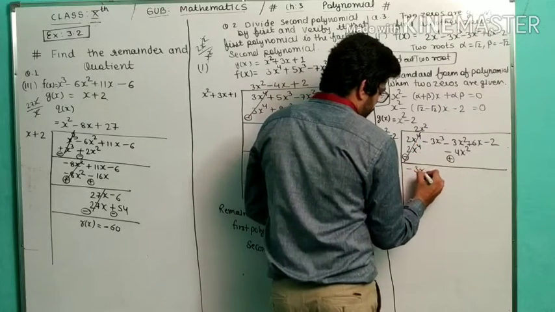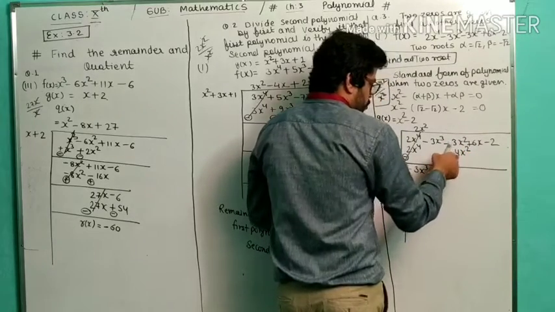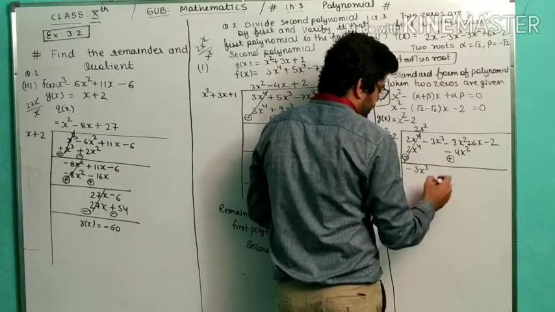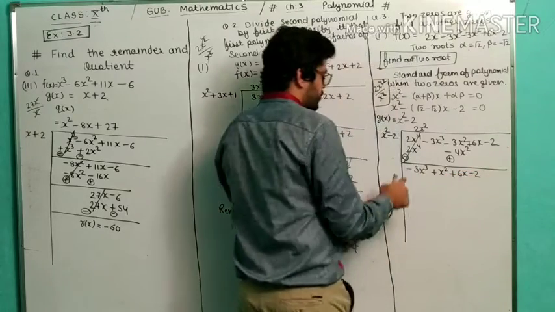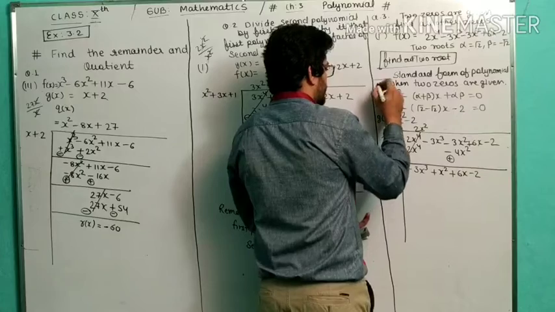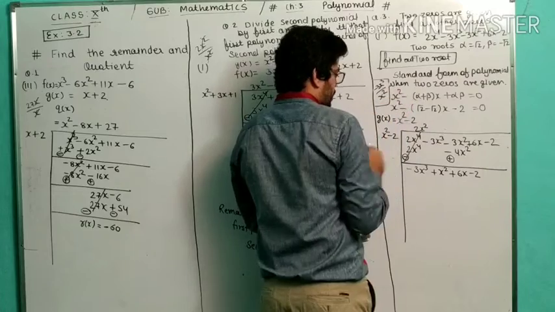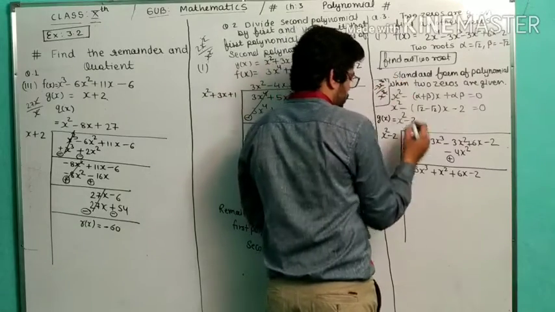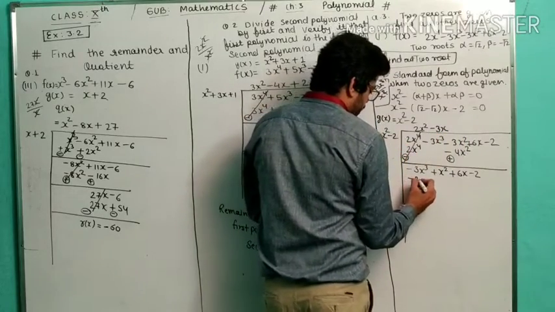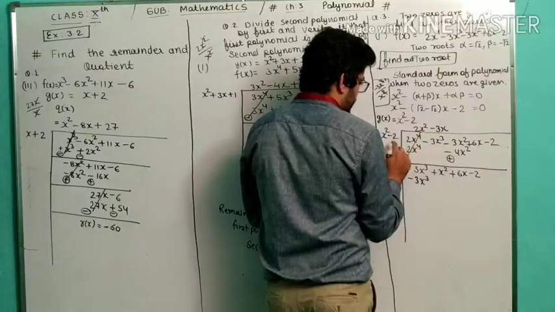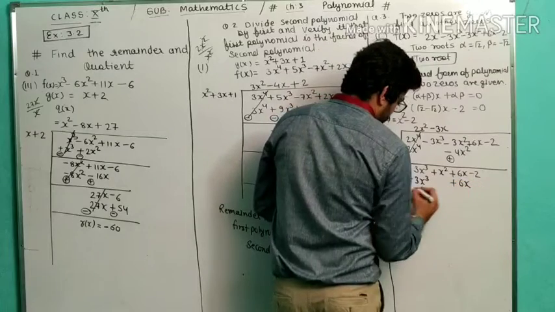Remaining is minus 3x cube, and this is positive 4x square and this is negative 3x square. So positive 4x square minus negative 3x square, this is remaining x square plus 6x minus 2, same term. Now we are putting here minus 3x cube divided by x square. So remaining is minus 3x, and let's multiply it again. This is minus 3x cube. Minus 3x is multiplied here, minus minus plus, so this is plus 6x.